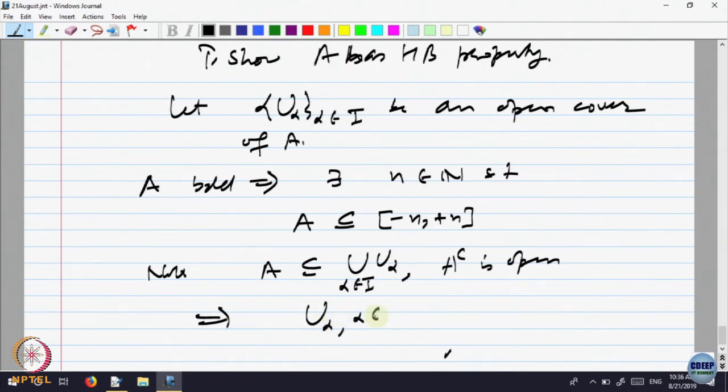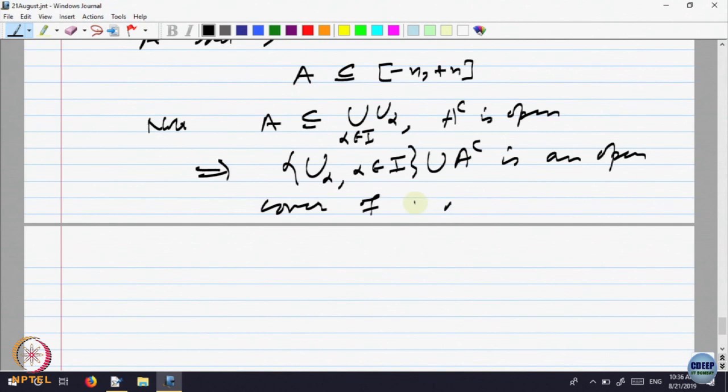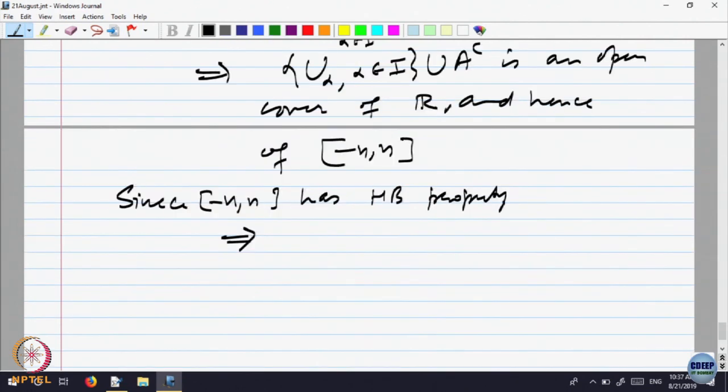A complement is open, implies U alpha, alpha belonging to I, these sets union with A complement is an open cover of R and hence of minus n to n, right? Because minus n to n is a subset. Now, we use the fact that closed bounded intervals have Heine-Borel property. Since minus n to n has HB property, this implies I have got a covering, right? So, that means there is a finite subcover.